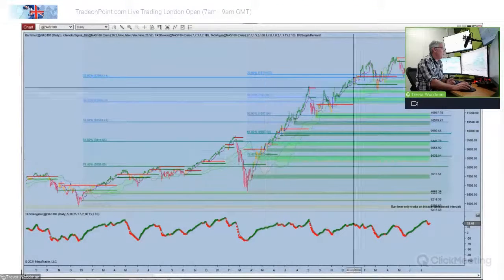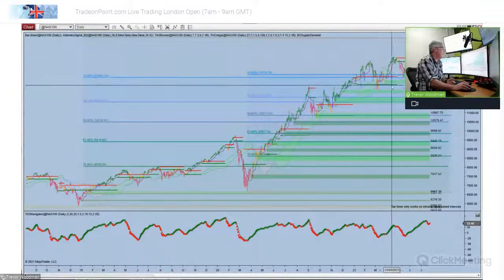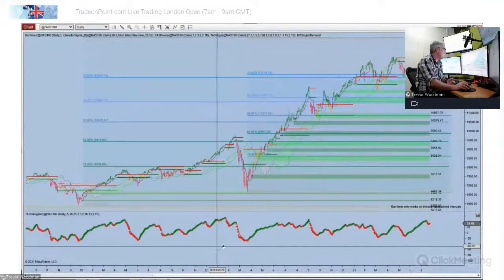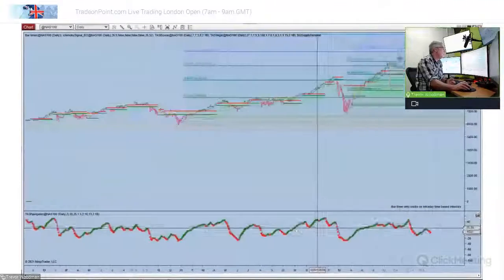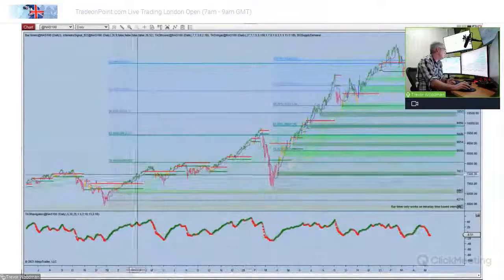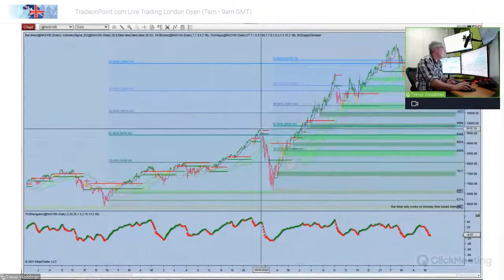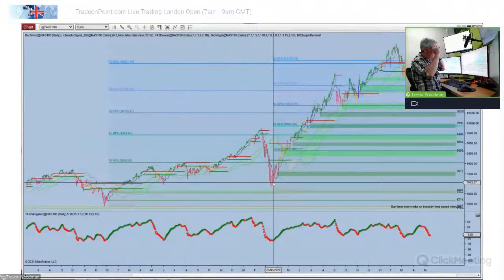So this is unsustainable. What we've got at the moment is we just got this rally with small corrections, and then we just have this massive crash.